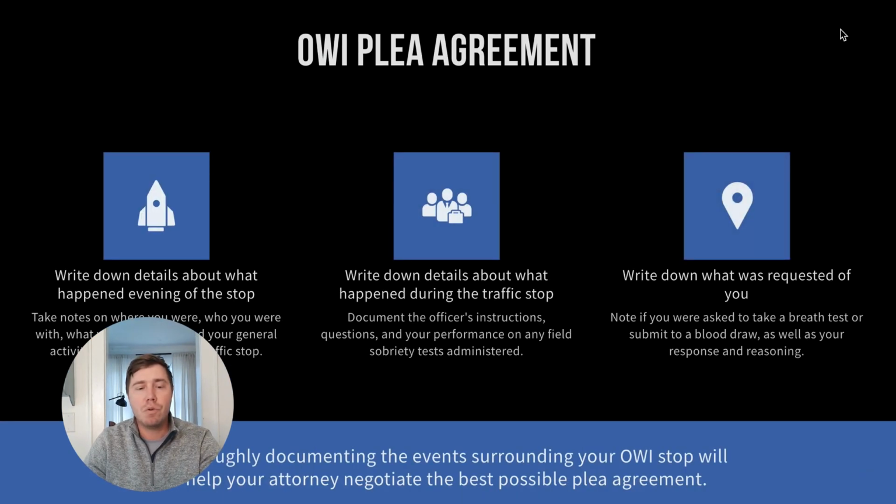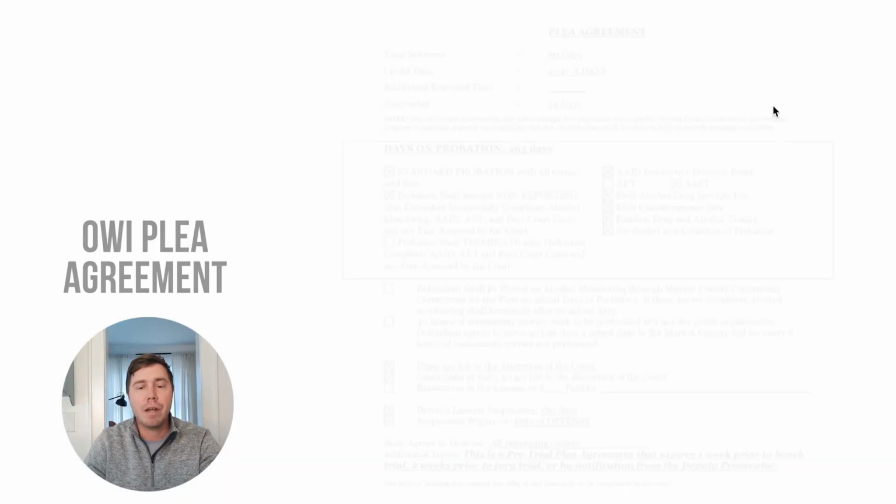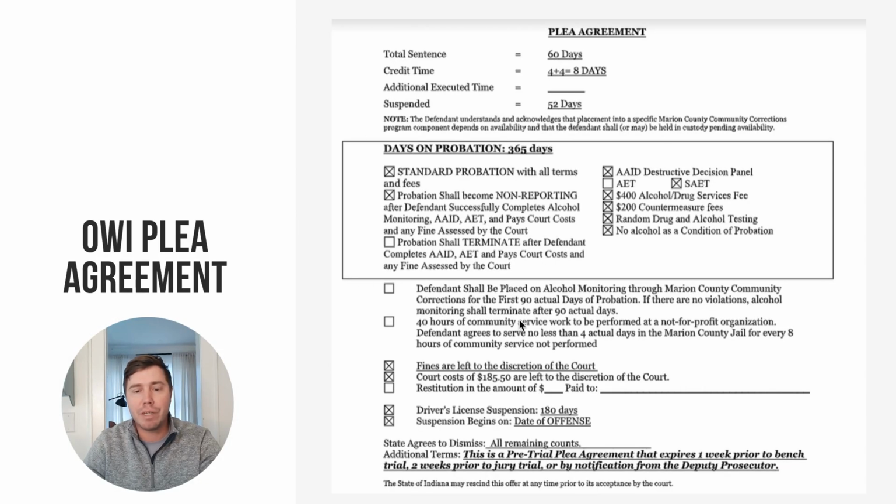And if you do end up with a plea agreement, this is a sample OWI plea. This would be to the C misdemeanor OWI. Essentially, this one calls for 60 days with probation. There are a lot of standard things that are included in an OWI plea. For instance, substance abuse treatment, which is required as part of all pleas, as well as the AID, Destructive Decision Panel. So that's basically just a sample OWI plea.